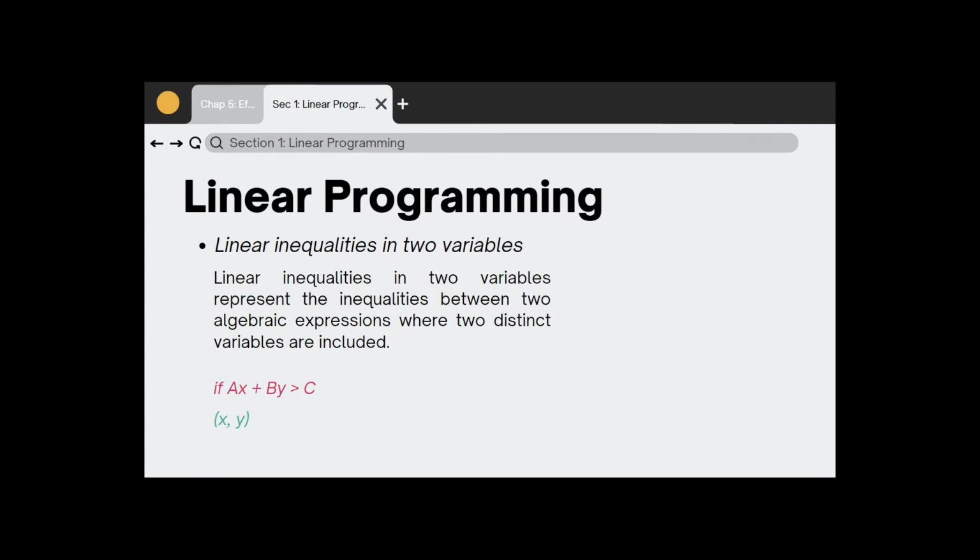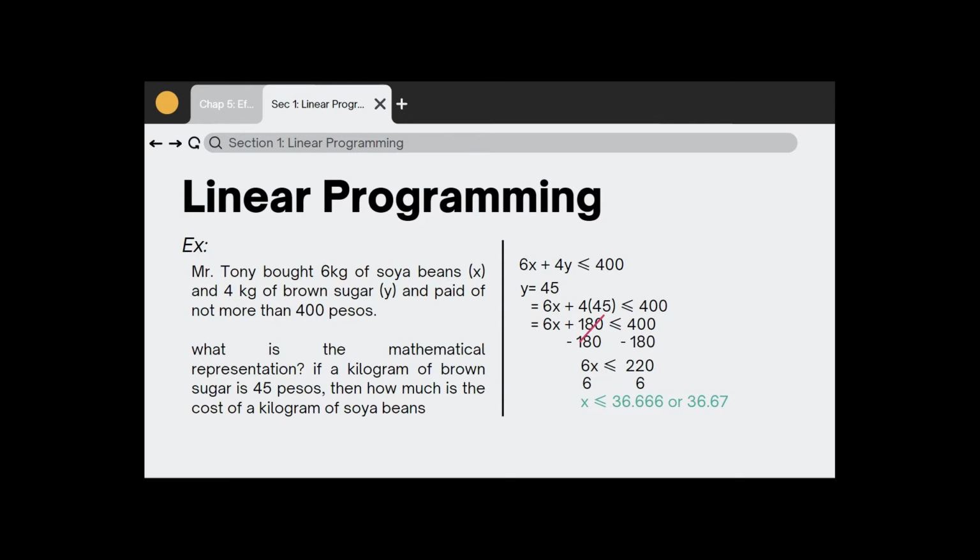The solution for linear inequalities in two variables is an ordered pair that is true for the inequality statement. For example, if ax + by > c is a linear inequality where x and y are two variables, then an ordered pair of x and y satisfying the statement will be the required solution. Here is an example of using linear inequalities in two variables.